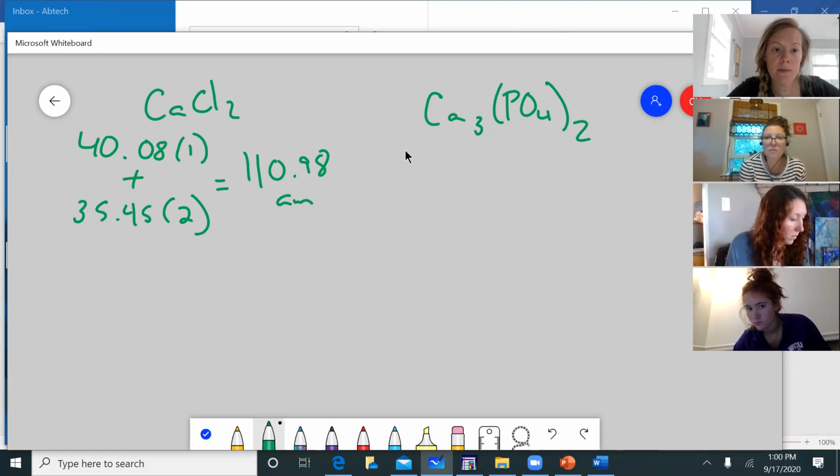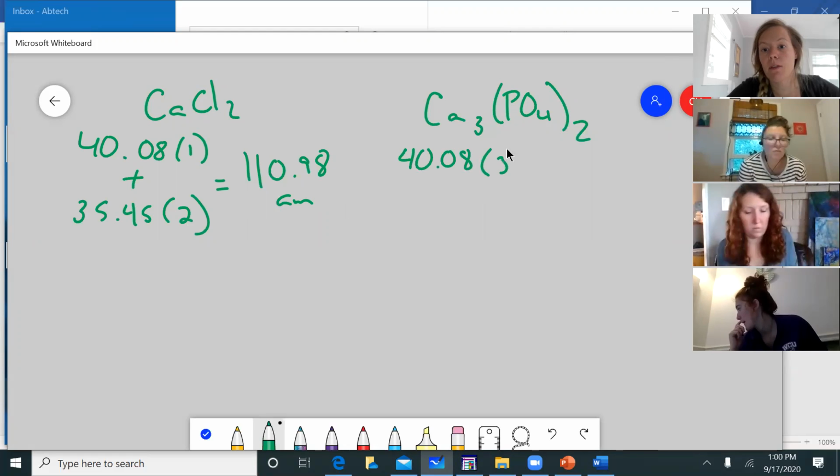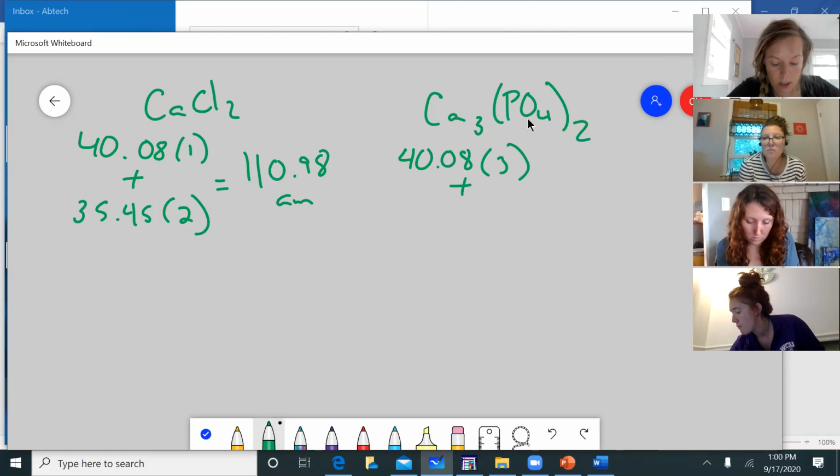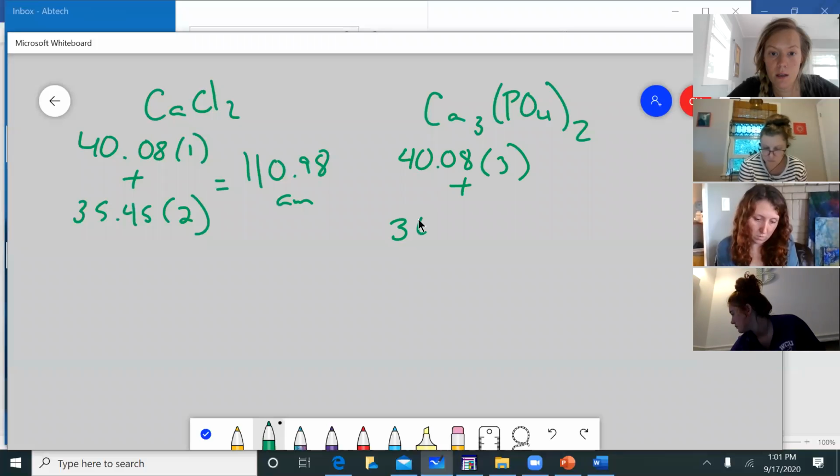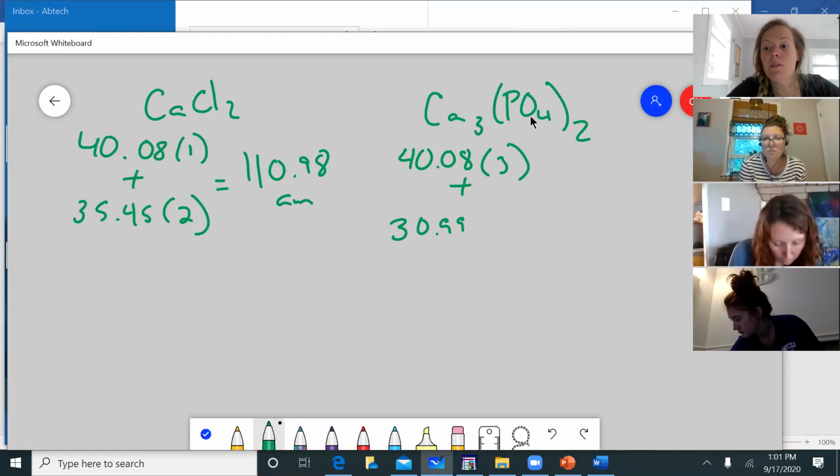So we do have calcium again. So I've got that 40.08. I need to multiply it by 3 though. All right. Now the other things I have are phosphorus and oxygen. So the mass of phosphorus is going to be 30.99. Now, how many of those do I have?